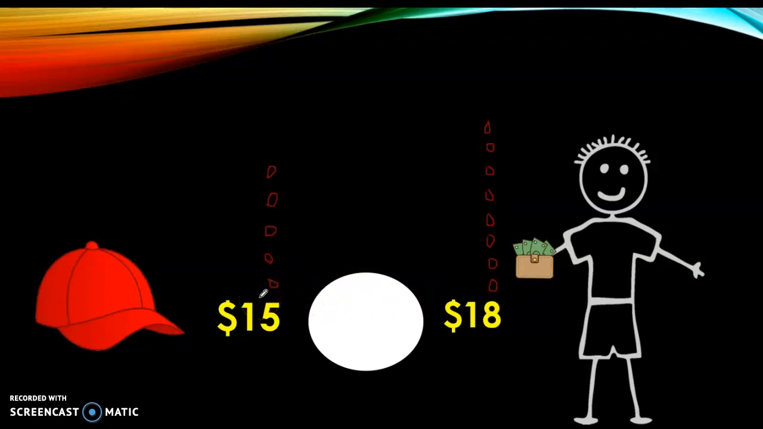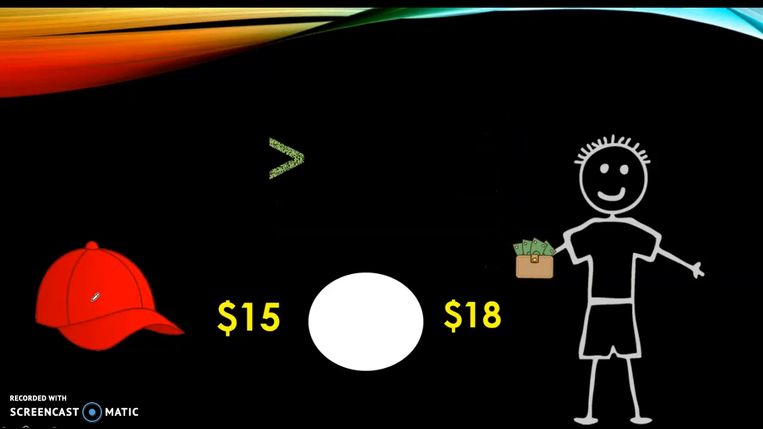So cross off 1, and cross off 1 from here, 1 from here, 1 from here. All right, so now that I've crossed off the same amount on each side, that leaves me with 3 left over on our friend's side here, which means he has $3 more than the hat actually costs.